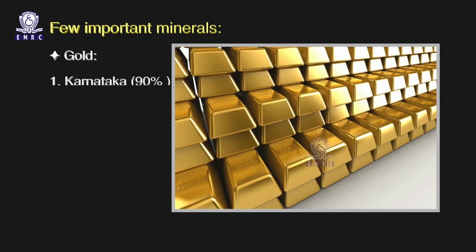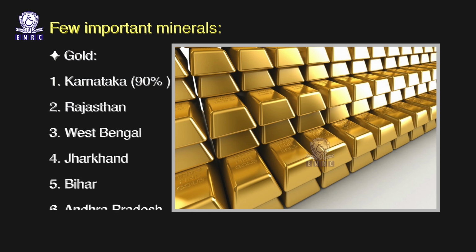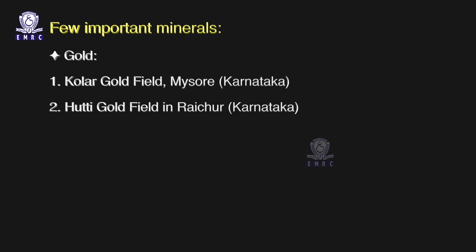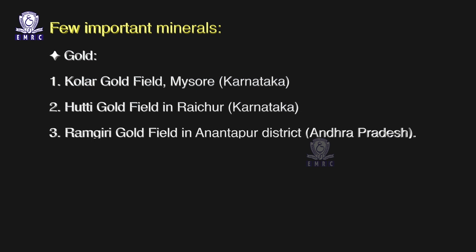About 90% of the total gold is produced in the Karnataka state, followed by Rajasthan, West Bengal, Jharkhand, Bihar and Andhra Pradesh. There are three important gold fields in the country, namely Kolar Gold Field, which is in Mysore, Karnataka, Hutti Gold Field in Raichur, Karnataka, and Ramgiri Gold Field in Anantapur district, Andhra Pradesh.